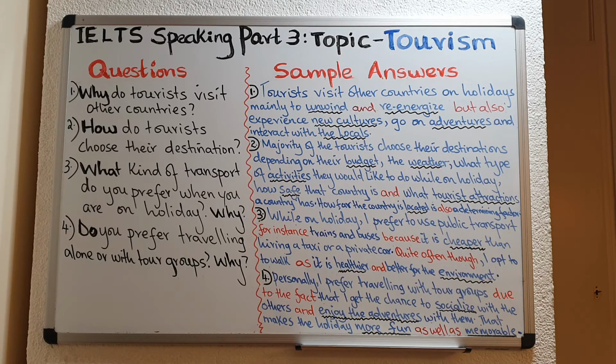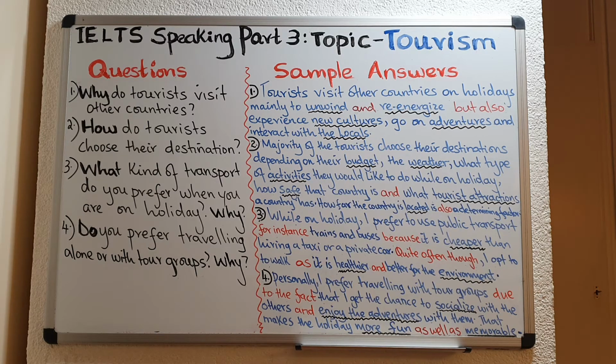Majority of the tourists choose their destinations depending on their budget, the weather, what type of activities they would like to do while on holiday, how safe that country is, and what type of tourist attractions a country has. How far the country is located is also a determining factor. In that answer, I have identified a number of things that tourists think about before they choose which country they are going to go on their holiday.